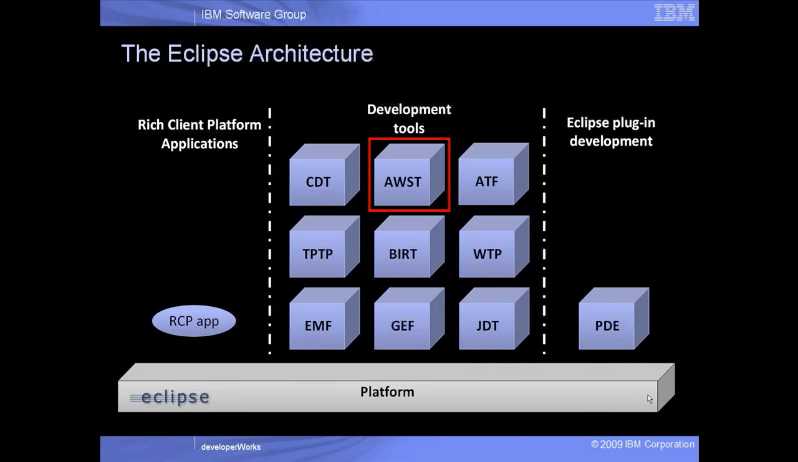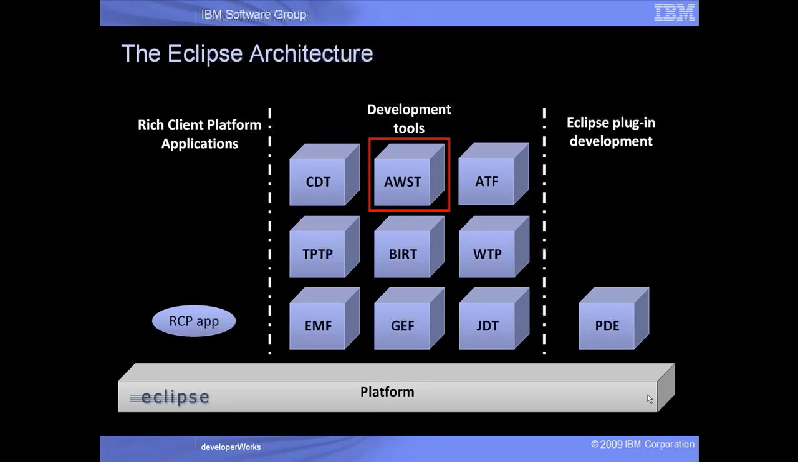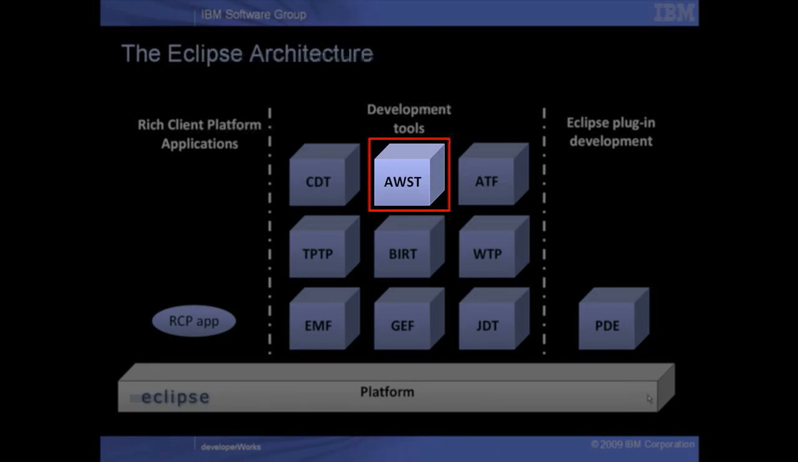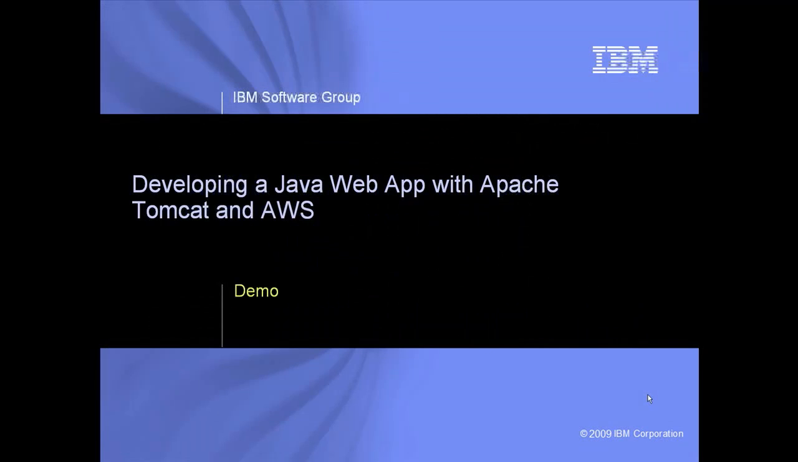Here is the Eclipse architecture. The Eclipse platform is at the bottom with everything else on top being plugins. The Amazon Web Services toolkit is simply a plugin that you can download from within Eclipse. So now that you know a little bit about Amazon Web Services, let's get into the demo.